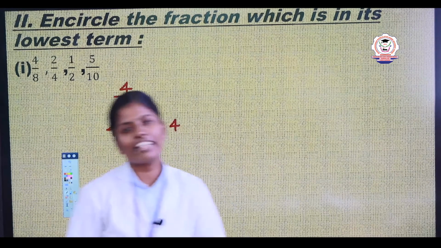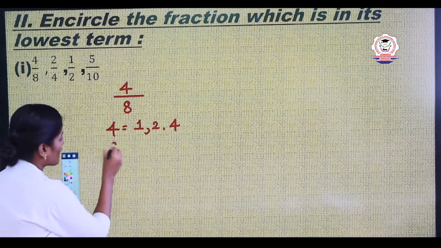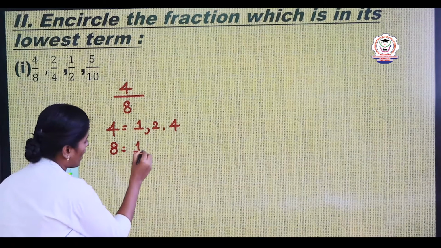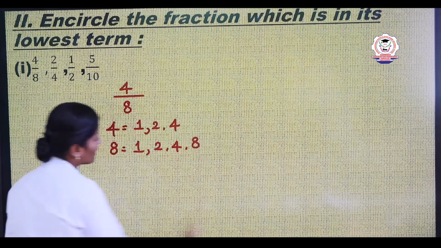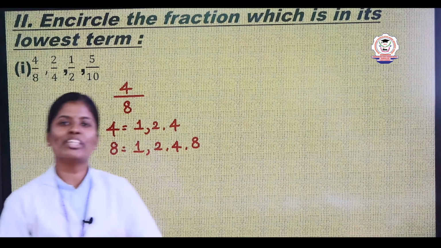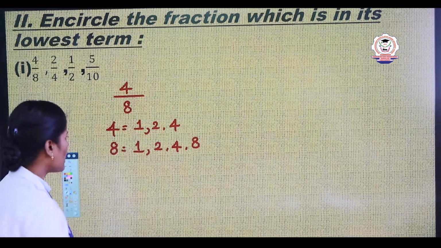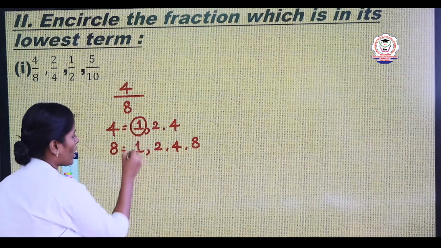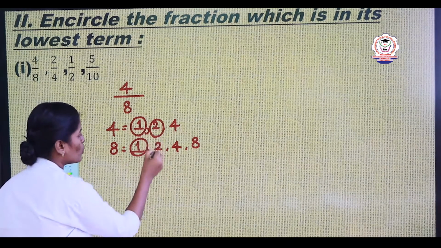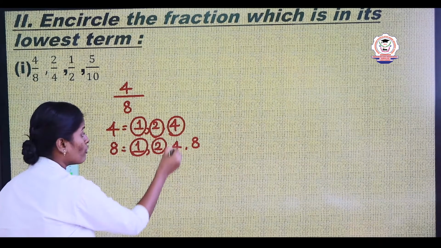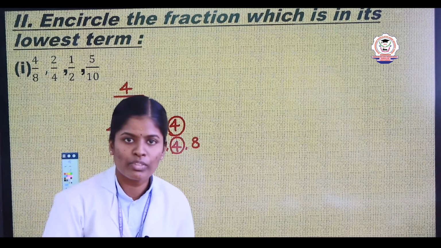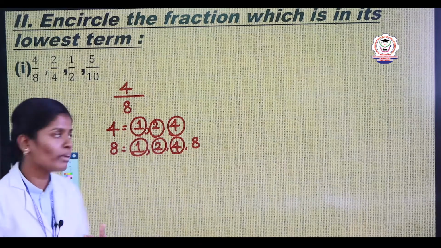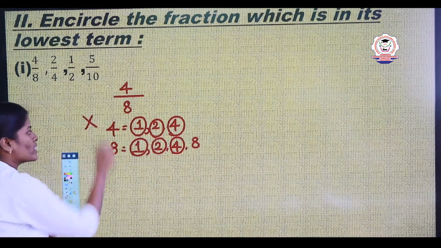Next you are going to find the factors of 8. The factors of 8 are 1, 2, 4 and then 8. So listen my children, now you pick the common factors. Here we have the common factors are 1, 2 and then 4. So is this lowest term? It is not a lowest term. We have 1, 2, 4 as common factors. So it is not a lowest term.